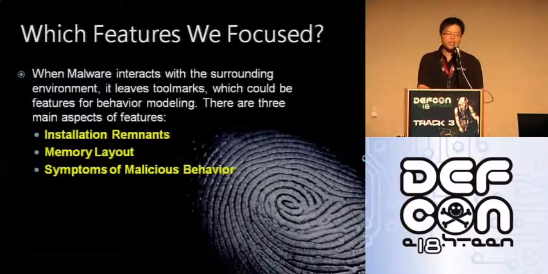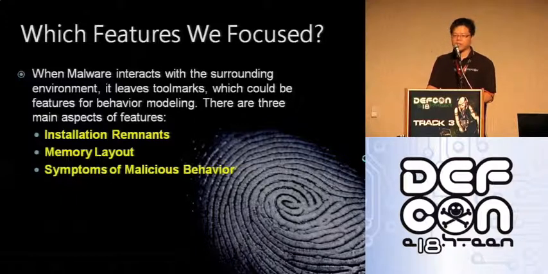So you might be wondering, what kind of features do we try to get when we study this snapshot of an environment? There are three aspects of features that we try to collect and analyze. The first one is the installation remnants. These are the installation files after the malware tries to execute on the system. They could be startup files, or they could be additional registry keys. We also study the memory layout, trying to find memory blocks or suspicious DLLs. And then we also try to find if there is suspicious malicious behavior inside the system, for example, hidden processes and hidden files. These are all symptoms of malicious behavior that legitimate software would not normally exhibit on your system.